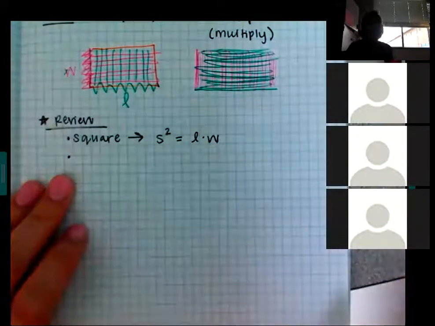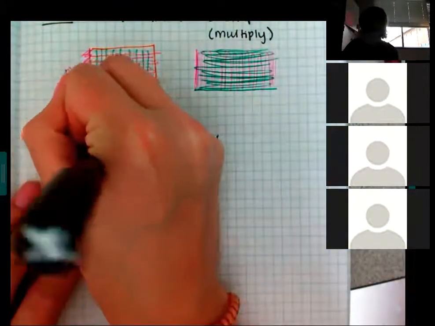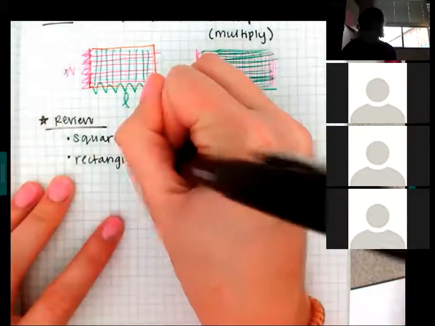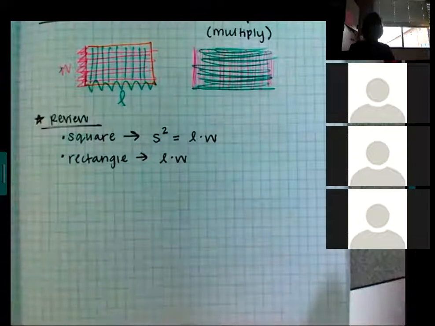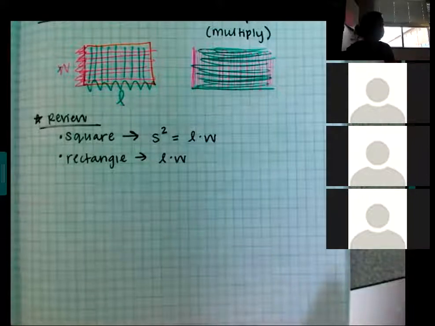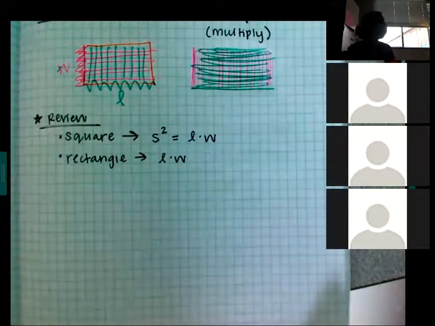What's another shape you learned to find the area of? A rectangle. How do you find the area of a rectangle? Length times width again. Good. You're going to multiply the length and the width. What's another shape you learned to find the area of?